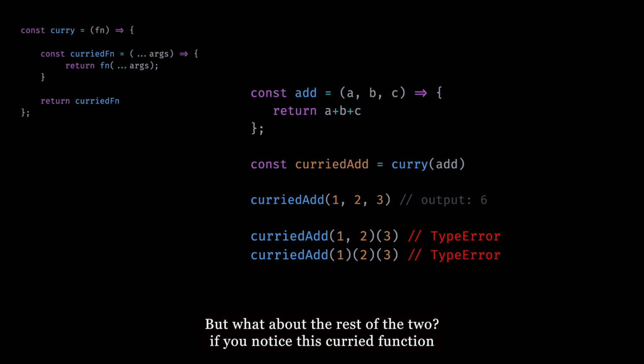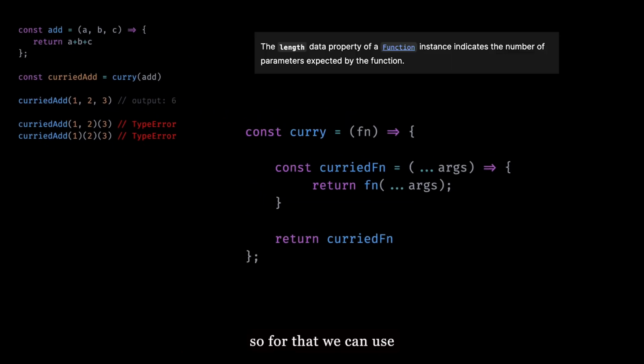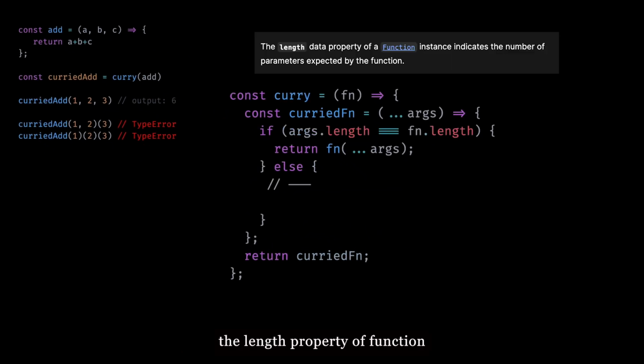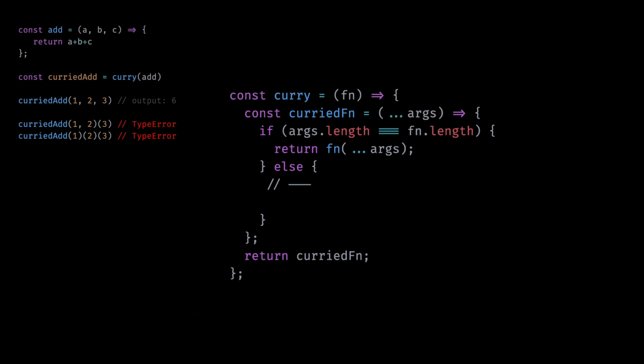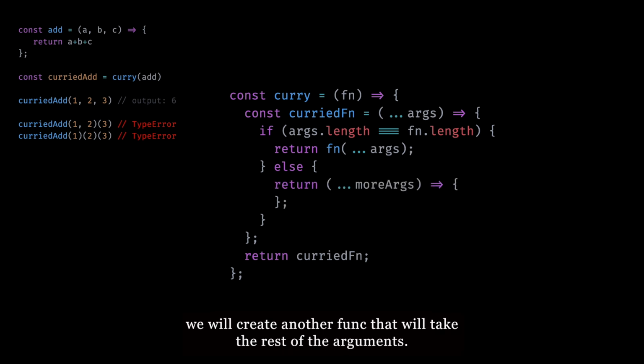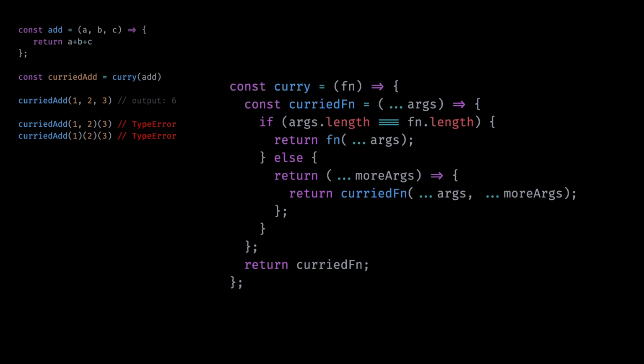So if you notice, this curried function is calling itself recursively until all the arguments are provided. Right, so we need to find a way to check if all the arguments are provided or not. So for that we can use the length property of function. So here I'll check if the arguments.length is same as the function.length, then we will not change anything. But if it is not, then we will create another function that will take the rest of the arguments. And inside this function I'll call the same curried function, and this time I'll attach the rest of the arguments as well. That's it, that will solve all our test cases.